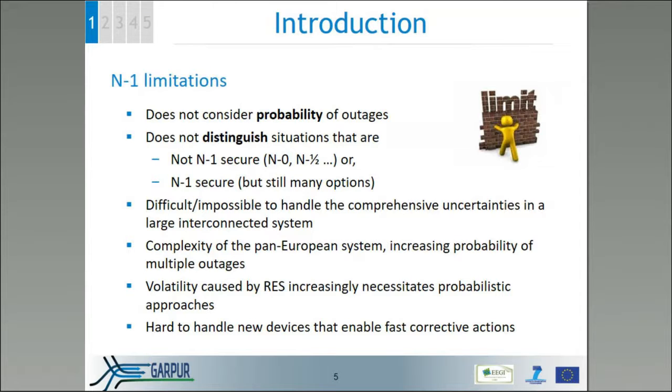A major shortcoming is that N-1 will treat all outages as equally probable. Also, it does not distinguish in any way between different consequences of outages. It is not sufficient to deal with uncertainties in large, complex systems. And what about the increasing probability of multiple outages? Altogether, we see that there is a clear need for a probabilistic approach, which also will need to take corrective actions into account.